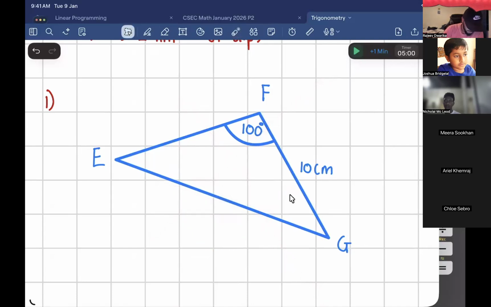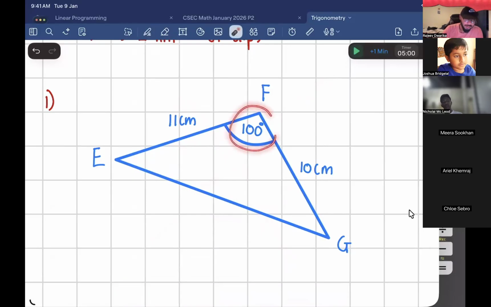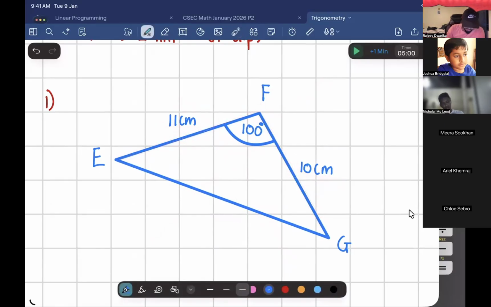What if I were to switch it up? What if instead I wrote an 11 over there? Would I be able to use the cosine rule now? This is the angle, right? Yes, because it has an included angle. Yes, precisely.